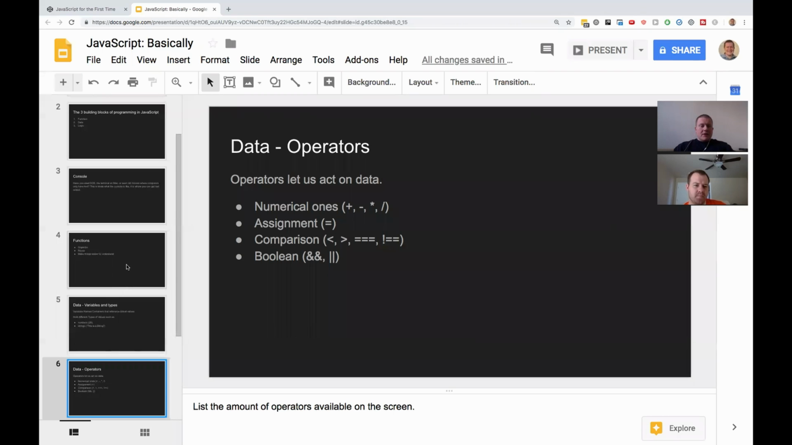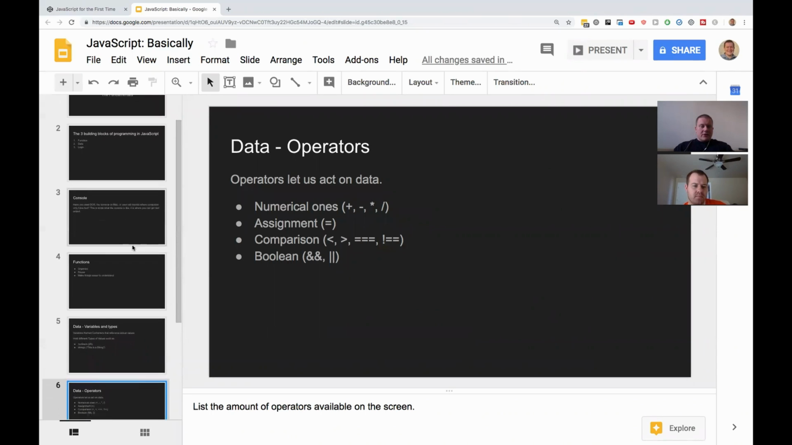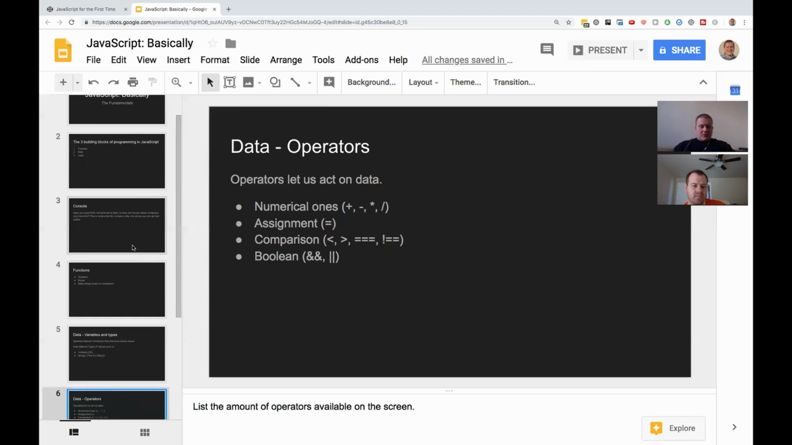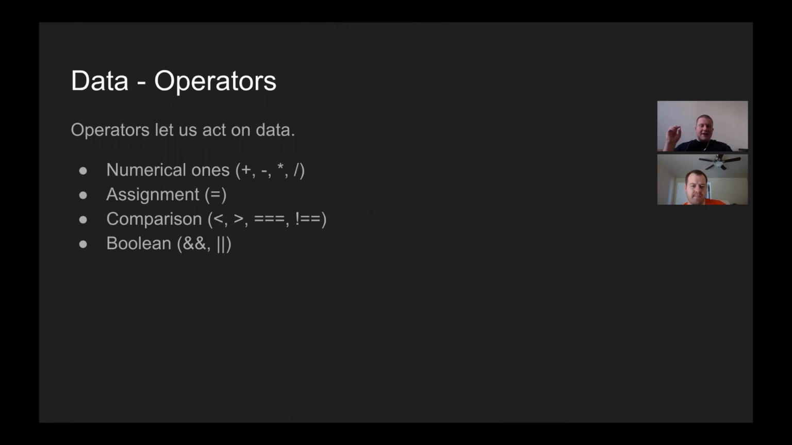Cool. So let's go into operators. Operators act on data. You've probably heard of plus, minus, multiply, divide, all those good ones. But there's actually an assignment operator, and we used it just a second ago. That's saying the thing on the left-hand side contains the thing on the right-hand side. So it actually assigns a value. There are comparison operators too: less than, greater than, equal to, and not equal to.